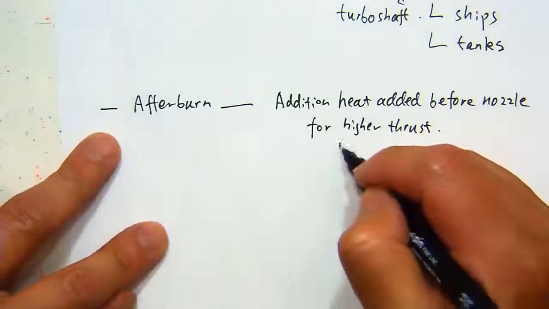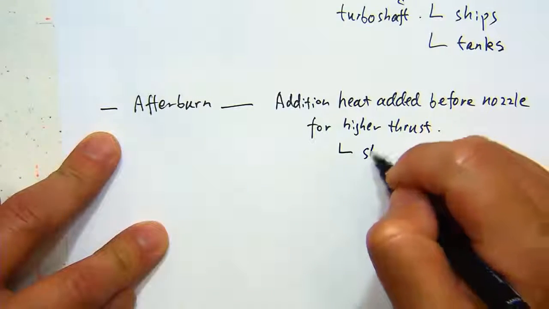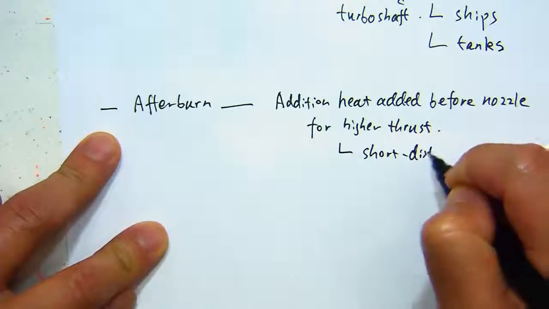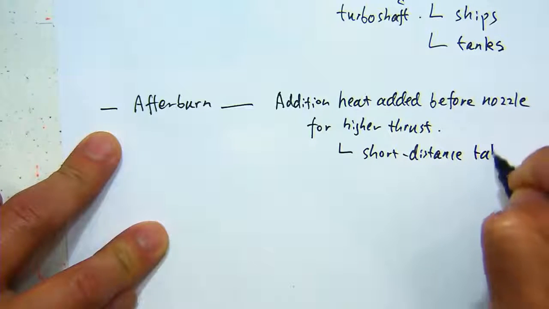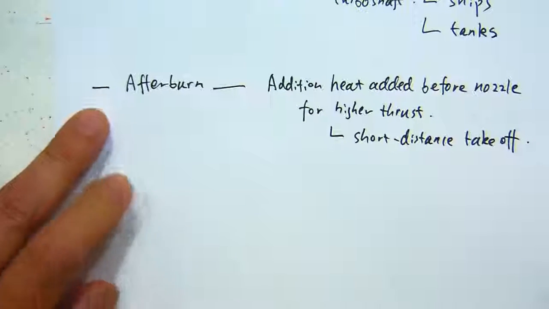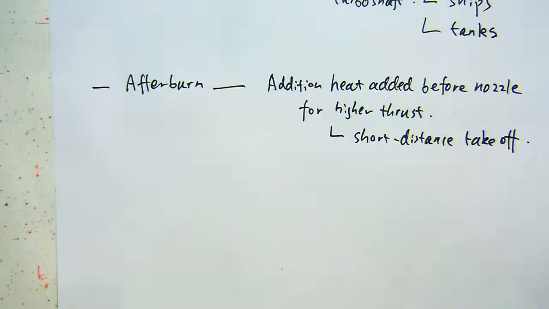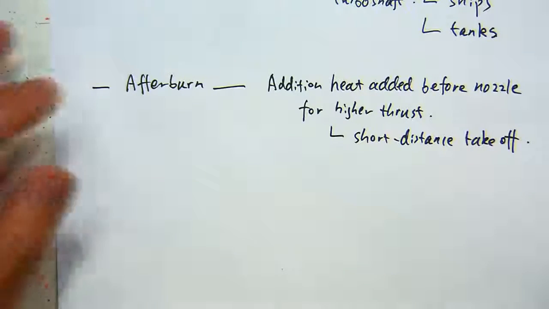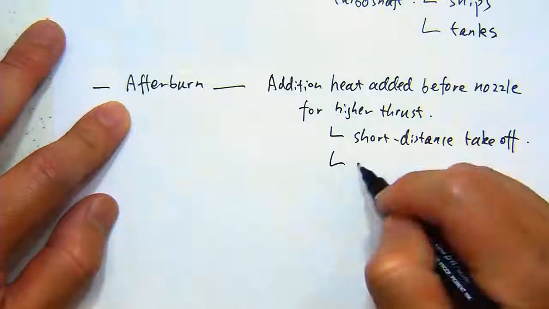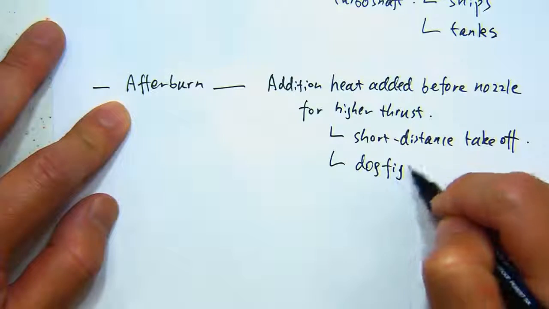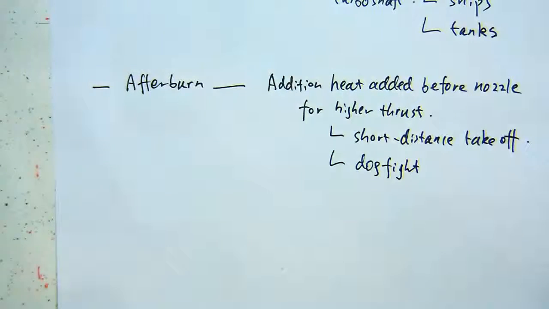Right. So an application of this would be short distance takeoff, or during a dogfight. The jet fighter often needs additional thrust in order to catch up to the opponent fighter, or it wants to leave the dogfight quickly. So that's also a case where they could turn on the afterburner.